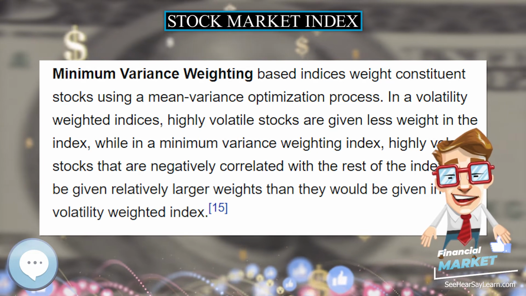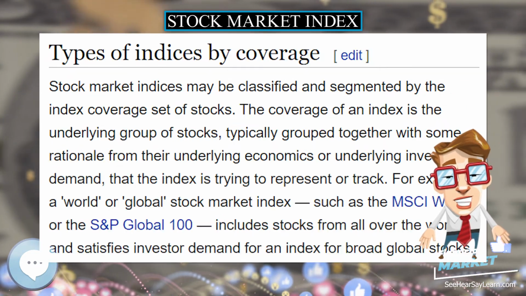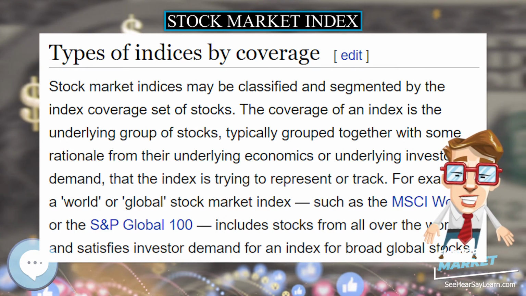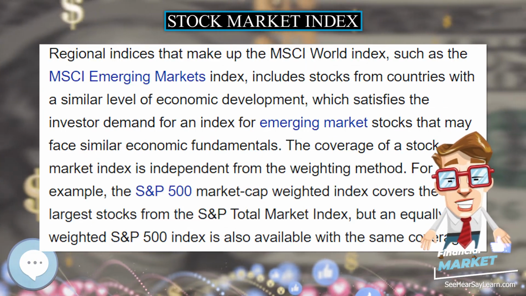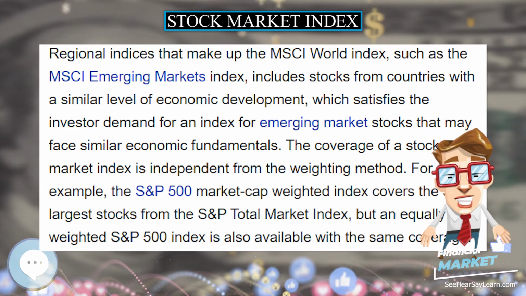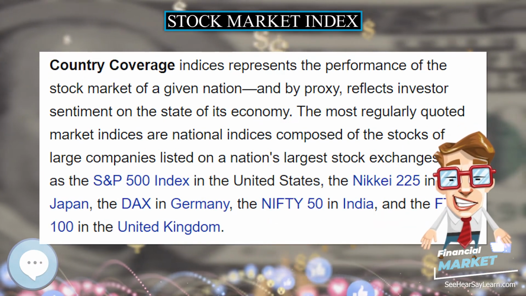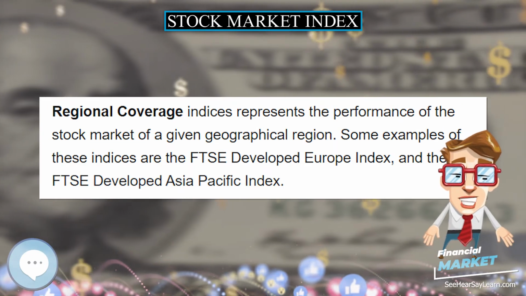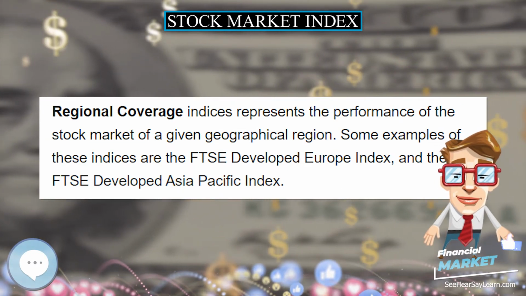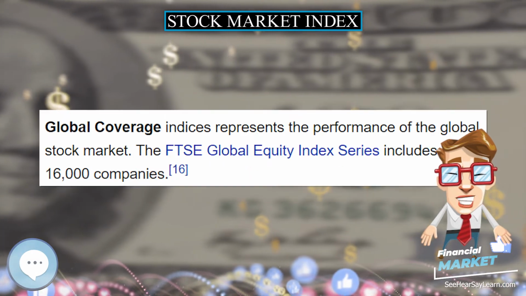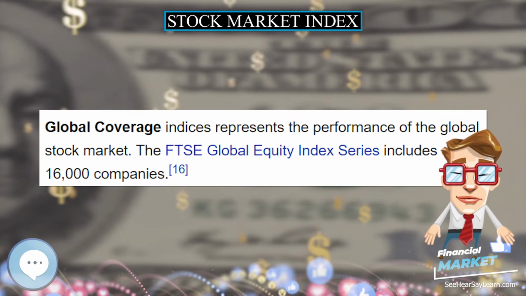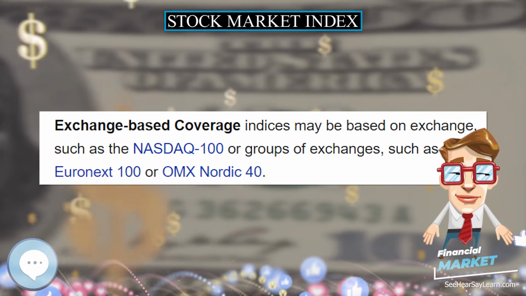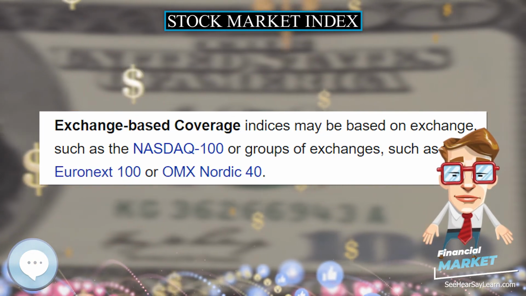Sector-based coverage indices track the performance of specific sectors of the market. Some examples include the Wilshire US REIT Index, which tracks more than 80 real estate investment trusts, and the Nasdaq Biotechnology Index, which consists of approximately 200 firms in the biotechnology industry. Other indices may track companies of a certain size, a certain type of management, or more specialized criteria, such as in fundamentally based indexes.